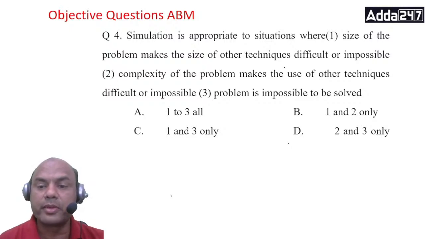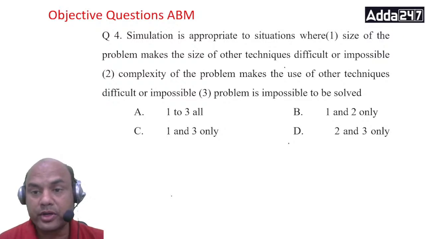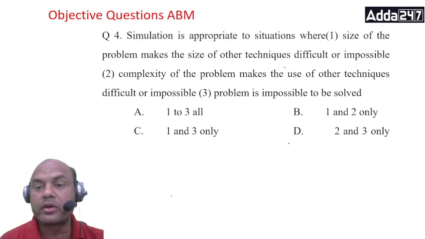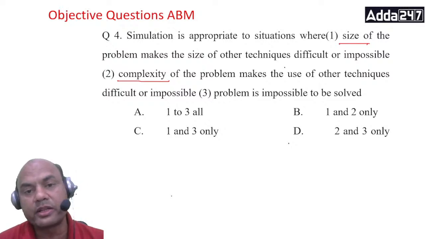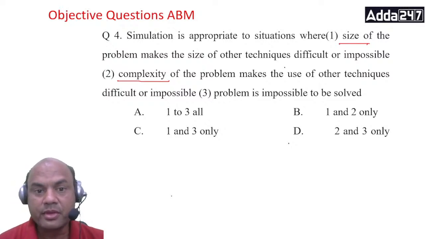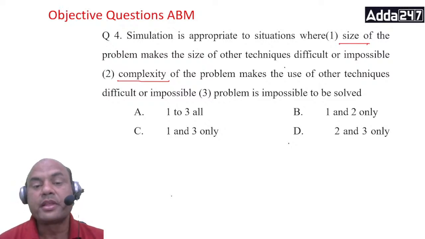Complexity of a problem makes the use of other techniques difficult or impossible. That is also a point. See here, the important part over here is size. Second is complexity also, because finance is the most complex field in this world, right? Suppose, again come back to the same example, if you go for changing the software, that is so complex.